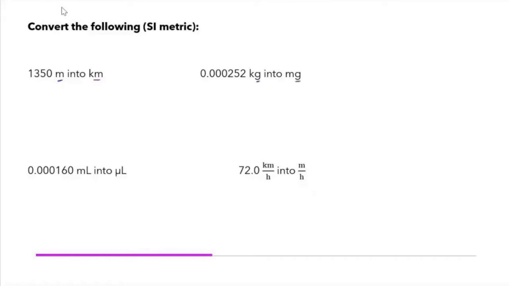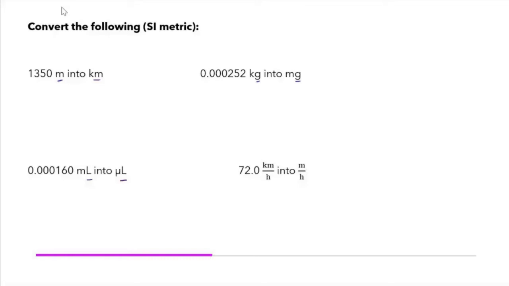We're dealing with grams in the second question, liters in the next one, and meters per hour, either as kilometers per hour or meters per hour, in the last question. But what applies to these base units applies to any base unit you can think of, be that watts or pascals, seconds. All that matters here is that we're having a look at the metric prefix.